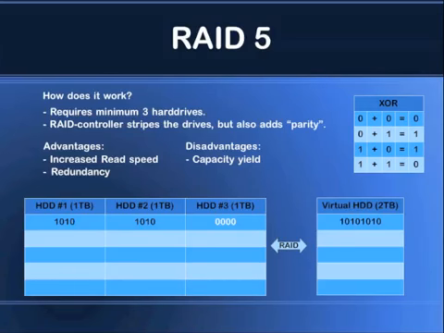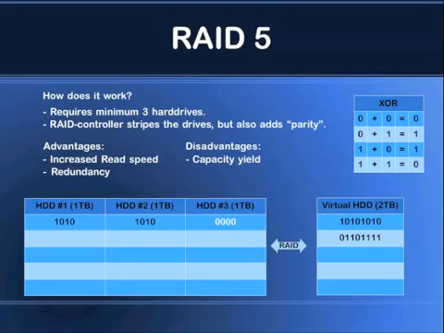Now the RAID controller has calculated the parity bits and written them to hard drive number 3. This of course takes a little bit of time, so you will not have the performance that RAID 0 has.